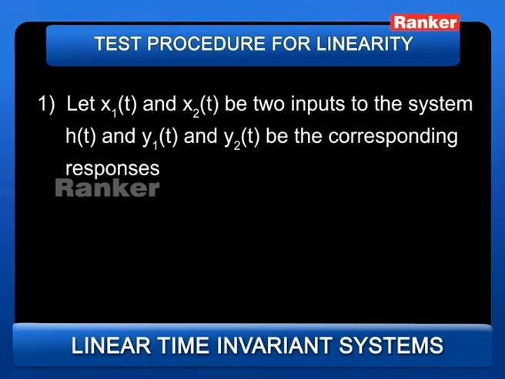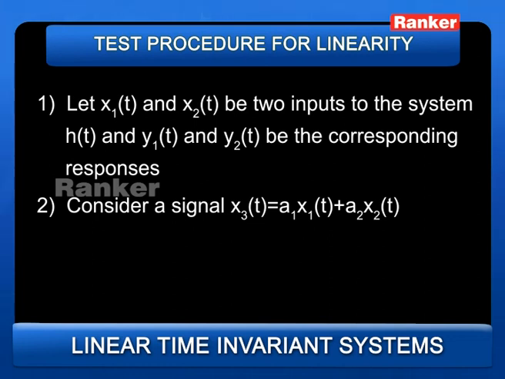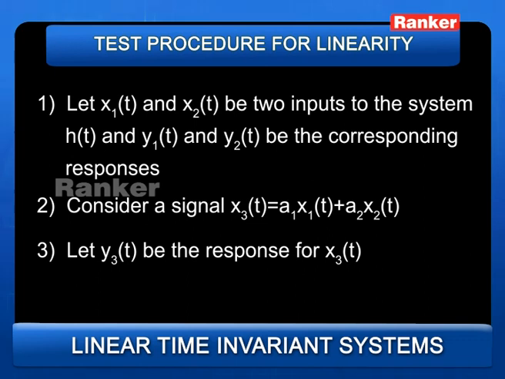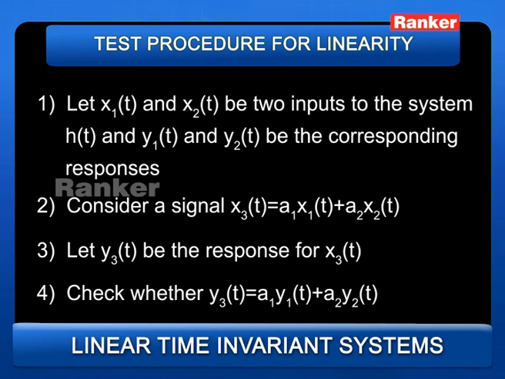That is, x1 of t has a response y1 of t and x2 of t has a response y2 of t. Now, let us consider another signal x3 of t, which is nothing but a1 x1 of t plus a2 x2 of t. That means the input x1 is weighed by a certain factor a1 and the other input x2 of t is weighed by a certain factor a2. So, this is a combination of these two. Let y3 of t be the response to x3 of t. Then check whether y3 of t is equal to a1 y1 of t plus a2 y2 of t. If equal, the system is linear, otherwise the system becomes non-linear.